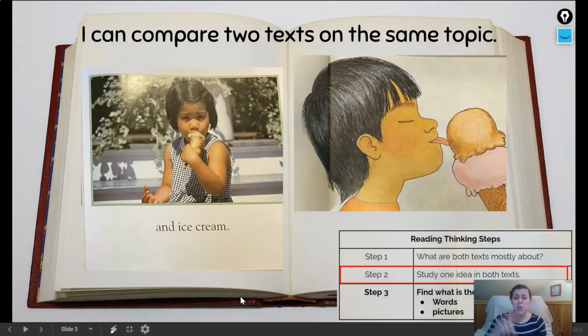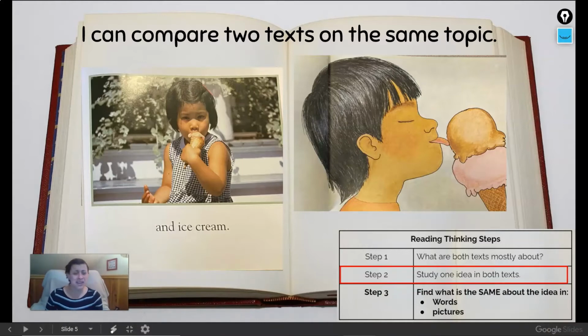Step 2, study one idea in both texts. So we will compare the pictures, and you might need to look on more than one page to do this. We're going to focus just on these 2 pages. We're going to study one idea on these 2 pages. Your teacher's going to pause the video and talk about what you notice on this page from My Five Senses by Margaret Miller and this page from My Five Senses by Aliki and come up with one idea that you see on both of these pages.